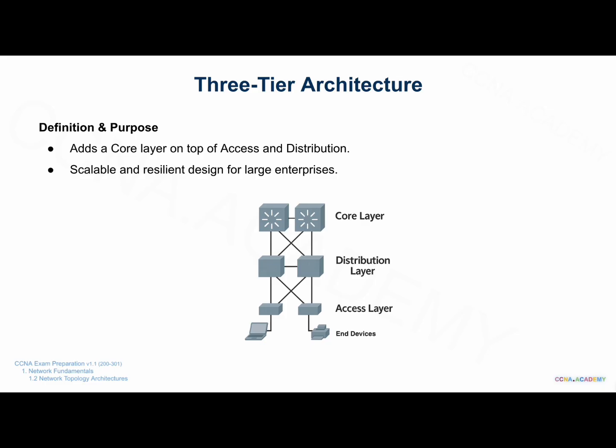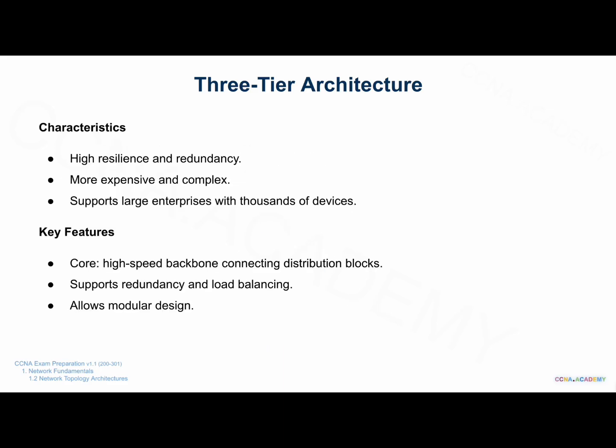The three-tier architecture builds on the two-tier model by adding a core layer on top of access and distribution. Its purpose is to provide scalability, resilience, and high-speed connectivity for large enterprise networks. This model is modular and fault-tolerant. The access layer connects devices. The distribution layer aggregates and enforces policy, and the core acts as a high-speed backbone.